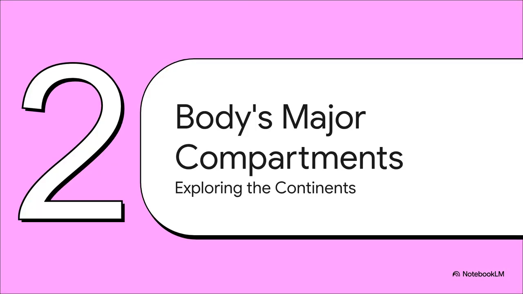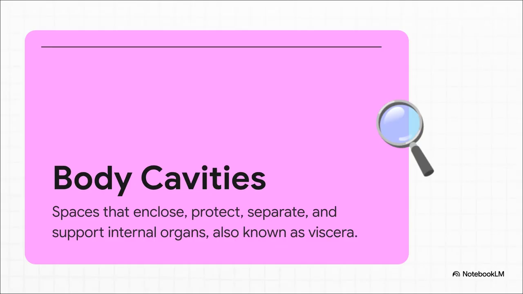All right, with our "you are here" marker set, let's zoom out and look at the big picture. You can think of the body's major cavities as the huge continents on our map. These are the big open spaces that protect all of our most important organs. Officially, these spaces are called body cavities. And here's a cool vocab word for you. The organs that are tucked away inside them, the heart, lungs, stomach, all that good stuff, are called the viscera.